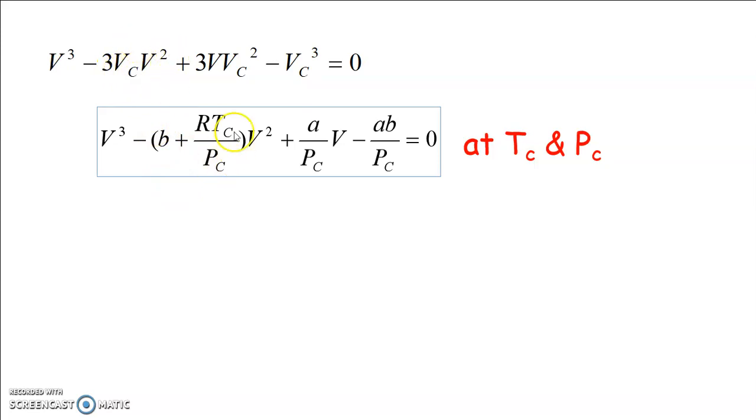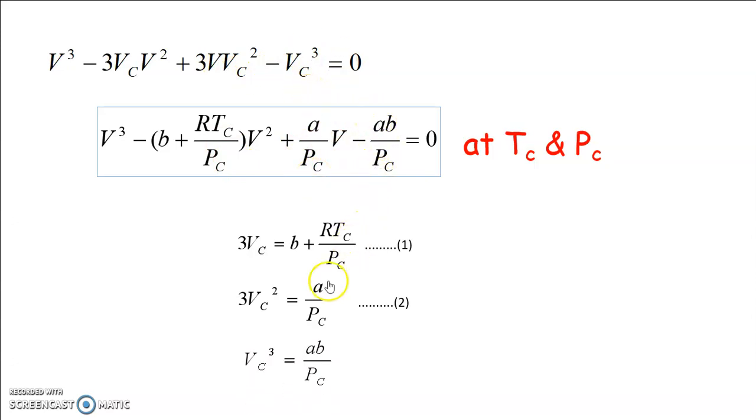for the coefficient of V², you equate 3Vc = b + RTc/Pc. I'm giving this as equation 1. Then next, 3Vc² = a/Pc, and the constant, Vc³ = ab/Pc. You get 3 equations. From these 3 equations, the critical constants Tc, Pc and Vc of a gas can be calculated in terms of van der Waals constants a and b.